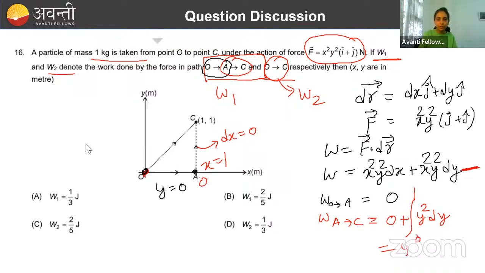What will be the value? Y cube by 3. So it will be 1 by 3 joule. So O to A, no work done. A to C, work done is 1 by 3 joule. So W1 value will be how much? 1 by 3 joule. So the first is the correct option.